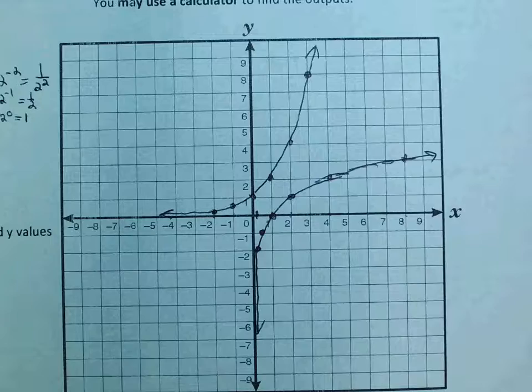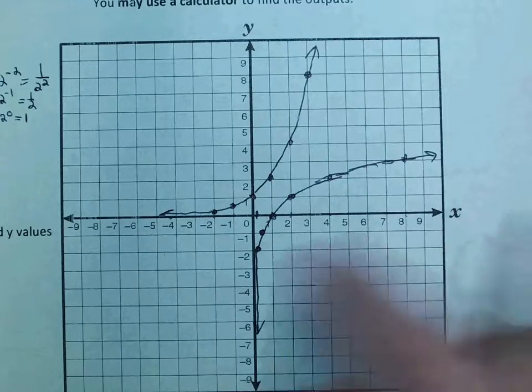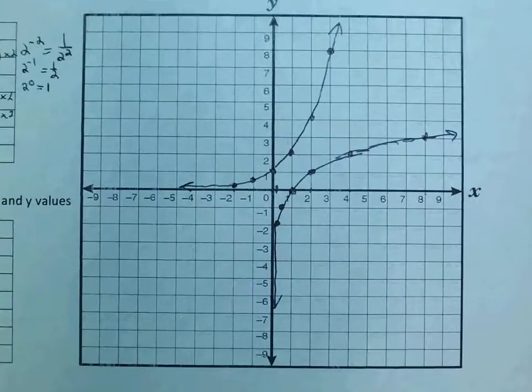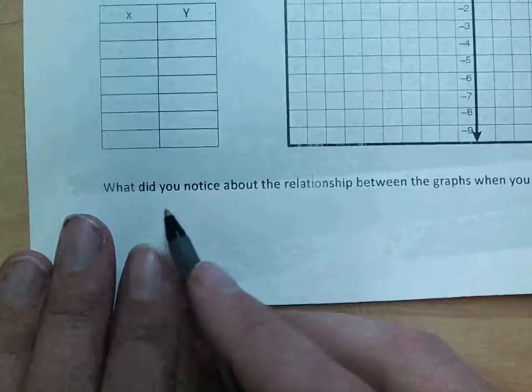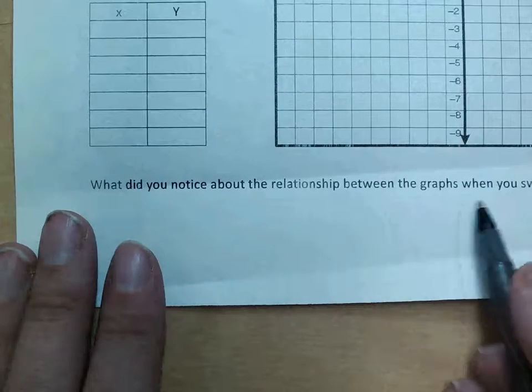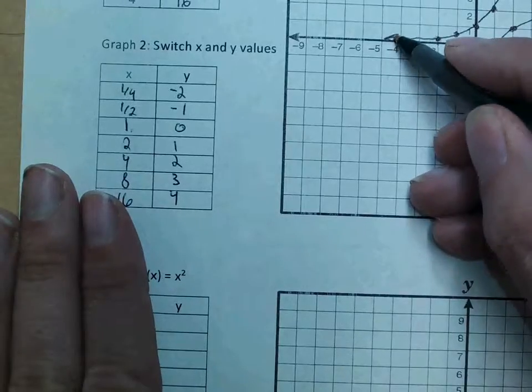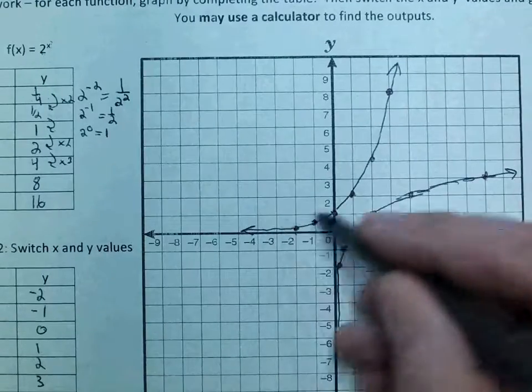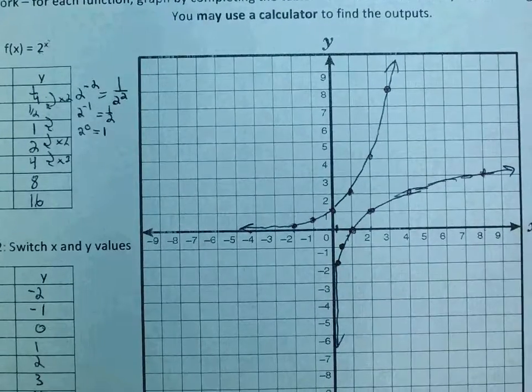So we're doing this for each one of these functions. We're seeing what happens when we switch the x and the y value. The last question on the very end is very important. What did you notice about the relationships between the graphs when you switch the x and y values? So what do we notice about the relationship between the original graphs and the new graphs?